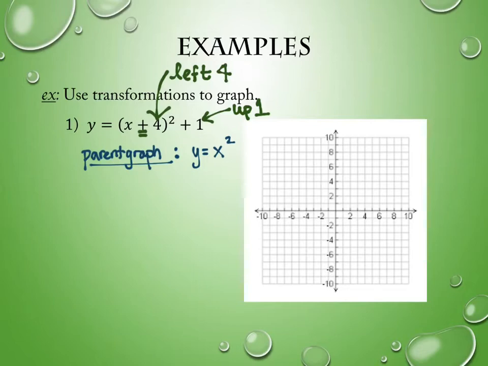So what we do is we take the basic function's vertex, that point at the bottom, which would have been right here. And we manipulate it exactly the way we've put words to it on our screen. We need to move it left 4 and up 1. So left 4 and up 1 puts me here.